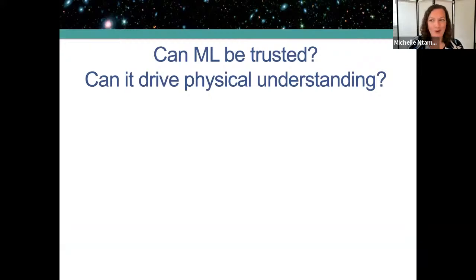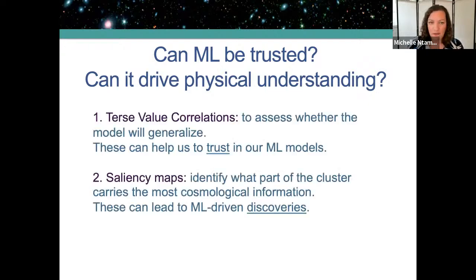So the questions: can machine learning be trusted? And can it drive physical understanding? To answer the first question, we're going to look at terse value correlations to assess whether the model will generalize. These can help us to trust our machine learning models. The second thing we'll do is look at saliency maps to identify what part of the cluster carries the most cosmological information. And these can lead to machine learning driven discoveries.